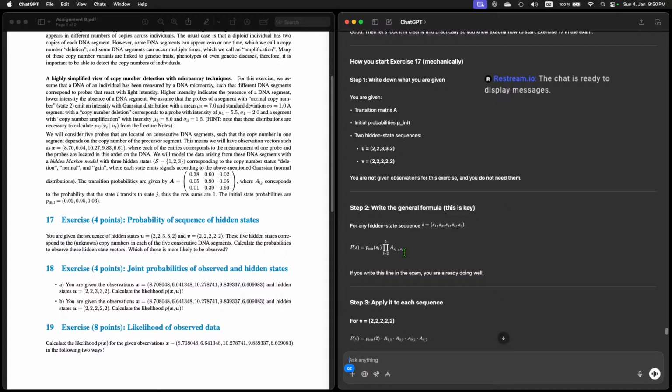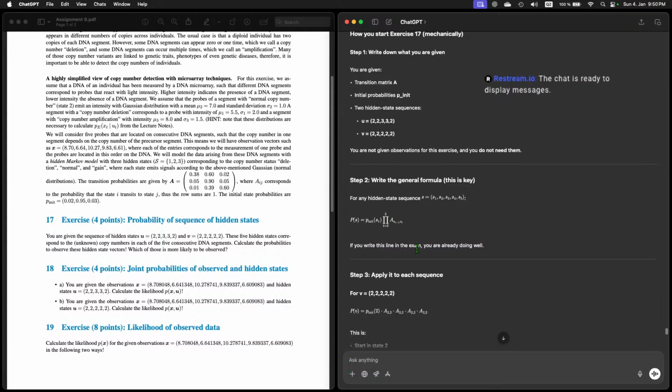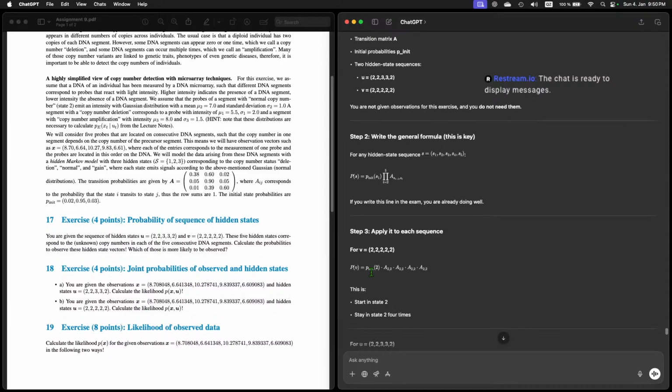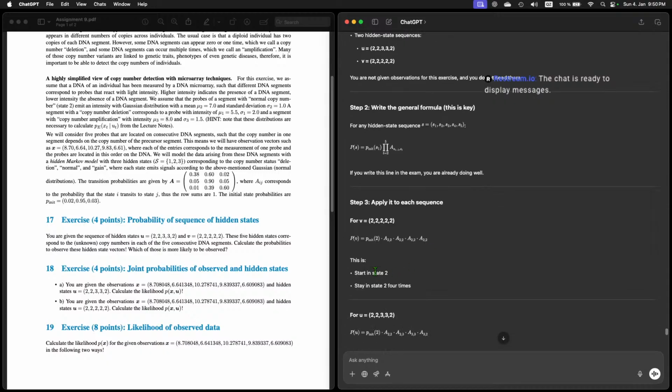So this is the equation, and applied to each sequence, start in state 2. Stay in state 2 four times.